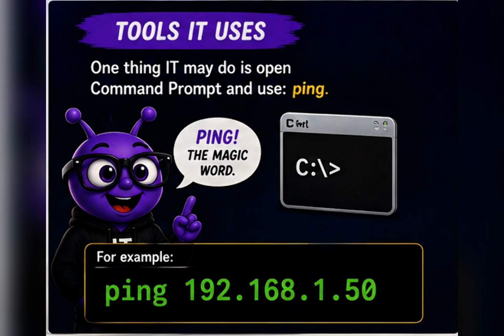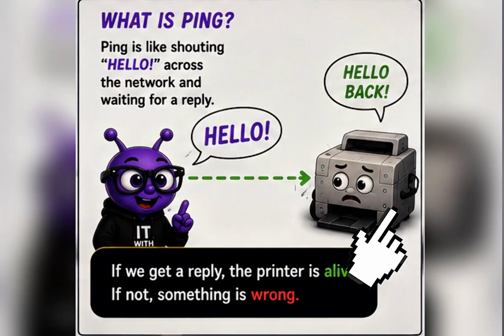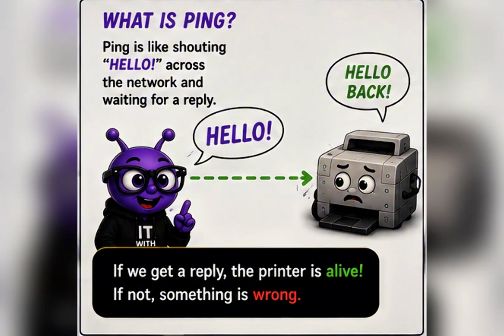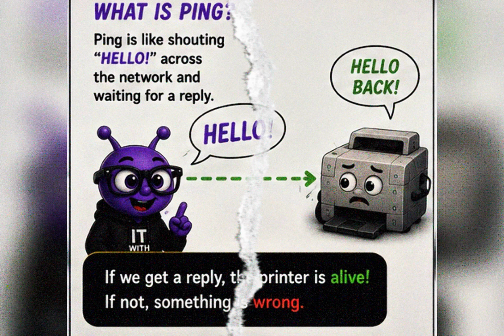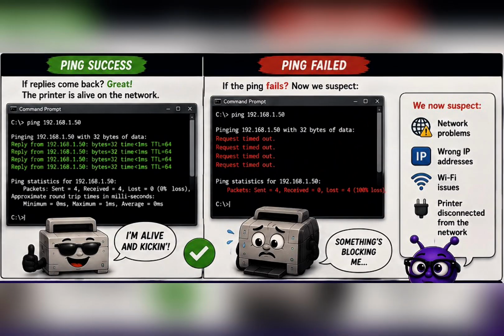One thing IT may do is open command prompt and use ping. For example, we're going to ping 192.168.1.50. If a reply comes back, great, the printer is alive on the network. If the ping fails, now we suspect network problems, wrong IP addresses, Wi-Fi issues, or the printer disconnected from the network.